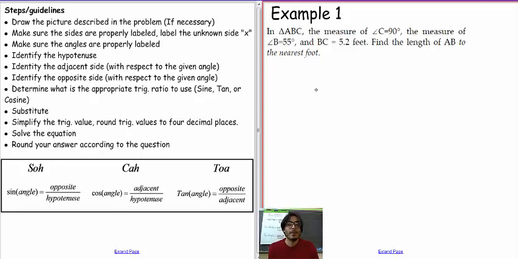It says, in triangle ABC, the measure of angle C equals 90 degrees, the measure of angle B equals 55 degrees, and the measure of BC equals 5.2 feet. Find the length of AB to the nearest foot.